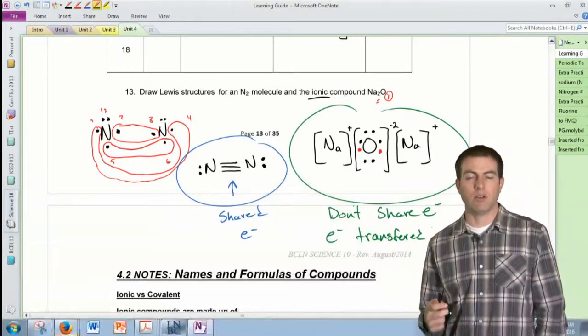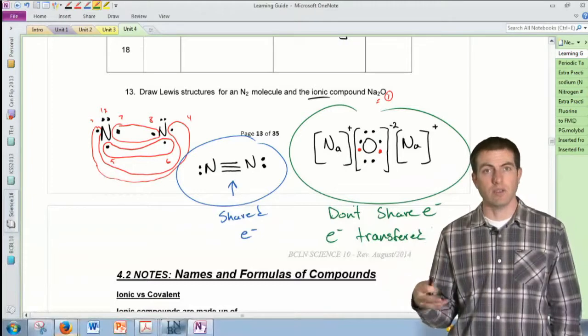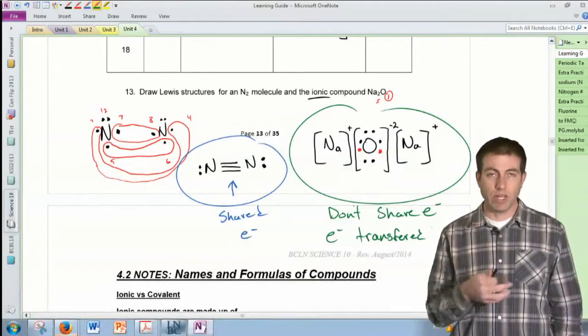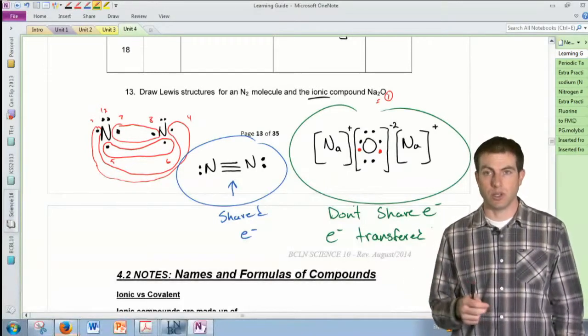An ionic compound is where electrons get transferred to something else and they become an ion. They become charged. Whereas when we have something like a covalent compound, the electrons get shared. There's no charges to be drawn.